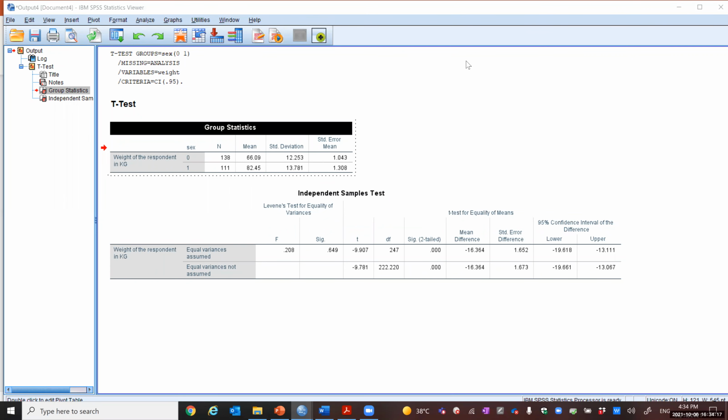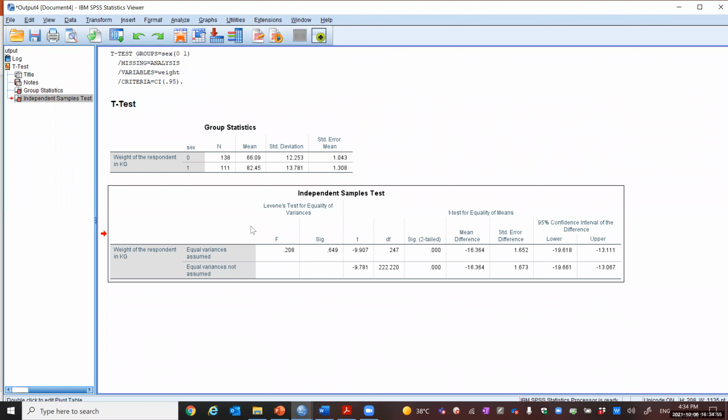My question is, when we look at the means, the females have an average weight of 66 kilo and males have an average weight of 82 kilo. Now these two means are different from each other. This mean is 82.45, this is 66.09. Yes, exactly. Thank you, Dr. Azam. So we cannot say that these means are significantly different from each other until and unless we look at the p-value. So we go down to the second table.